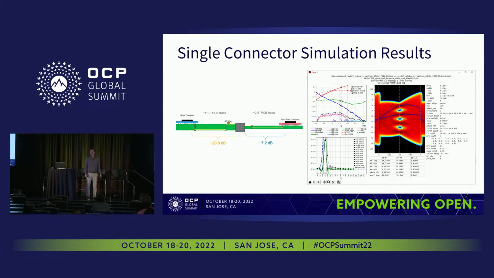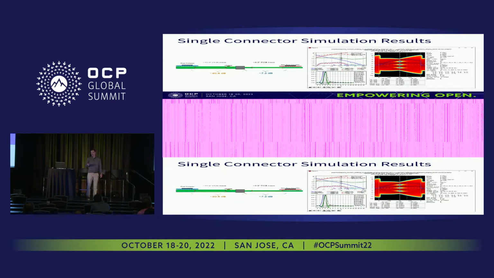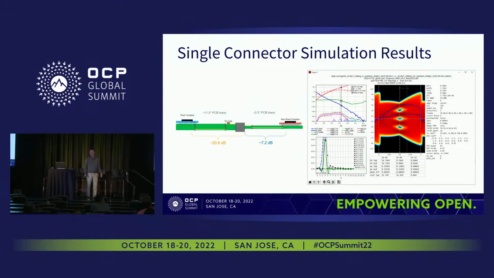And from here, we can pull out the eye height and eye width of all the different eyes. We primarily focus on the top eye height and top eye width, and then the total insertion loss of the channel. And with this, we are looking for a pass of a 6 millivolt top eye height and a 0.1 UI top eye width, and sub 32 dB for insertion loss.